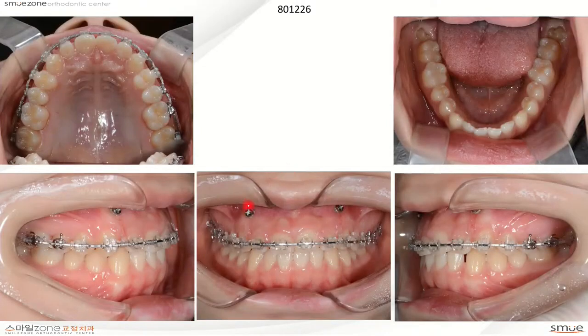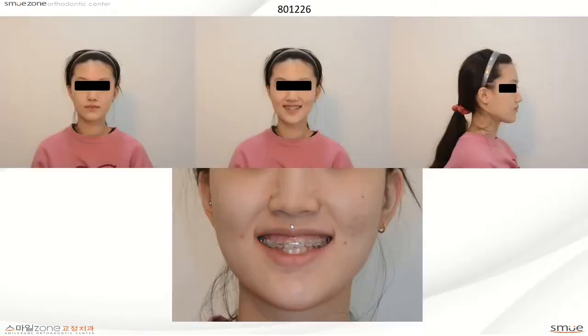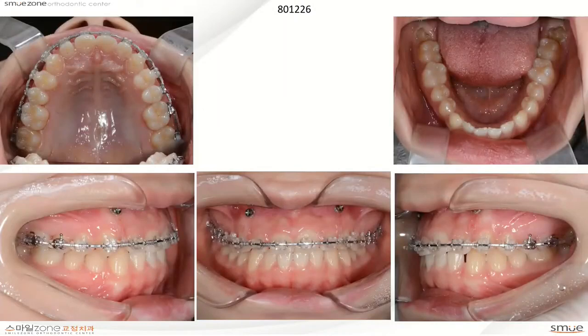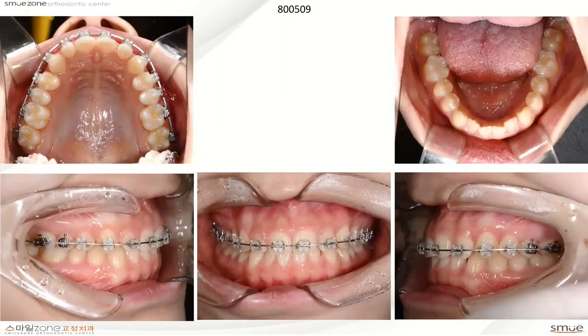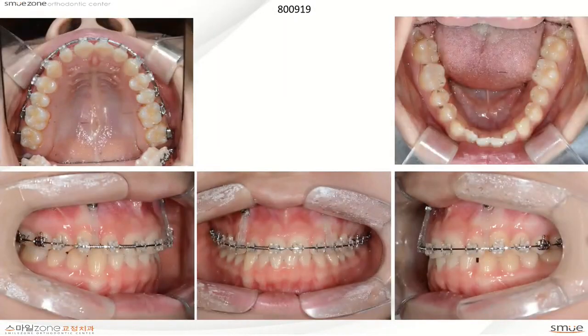And look at the intrusion. Okay, as intrusion goes on, look at the bite opening.